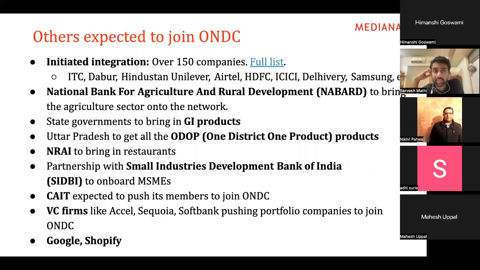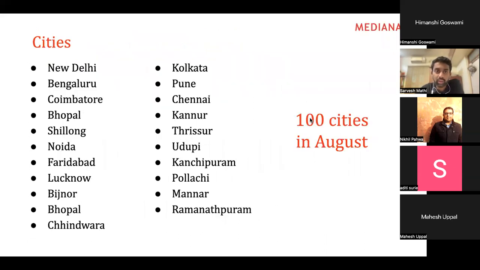Importantly, VC firms which fund a lot of these startups, Accel, Sequoia, SoftBank, are also pushing their portfolio companies to join ONDC. And there have been reports of Google and Shopify exhibiting interest. I put them at the bottom because they're not yet officially listed on the ONDC site. In terms of cities, these are the major cities, about 21 cities where the pilot phase is already underway. And as I said before, ONDC is looking at 100 cities by the end of August and nationwide by the end of the year.